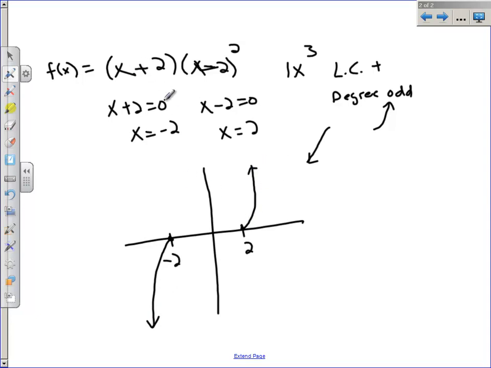Since the root of -2 came from a factor of x plus 2 and there was an exponent of 1, the graph just crosses through. Doesn't do anything special. Crosses through, and then it comes over here, and since the root at 2 came from a factor that had an even exponent, that means it's going to exhibit that tangent behavior. So the graph comes down and bounces off the x-axis and goes back up.